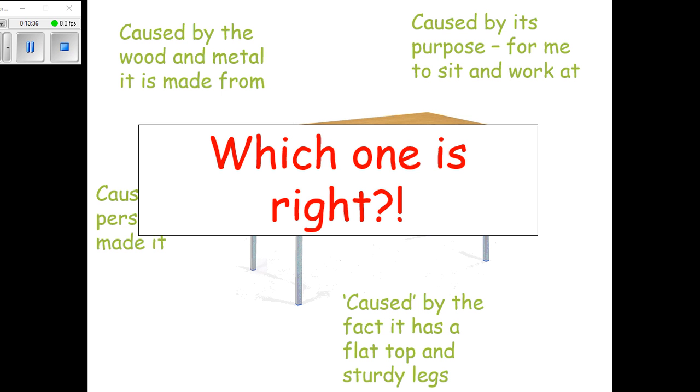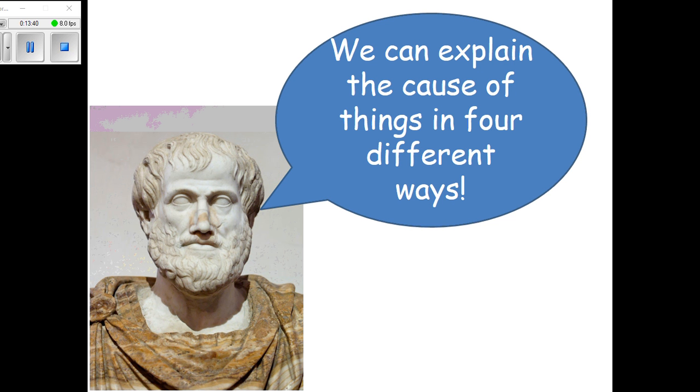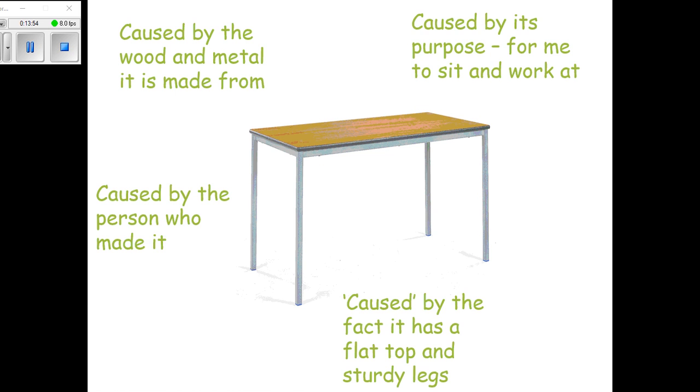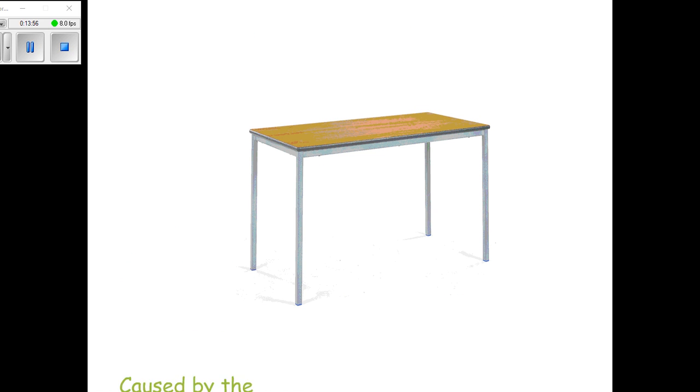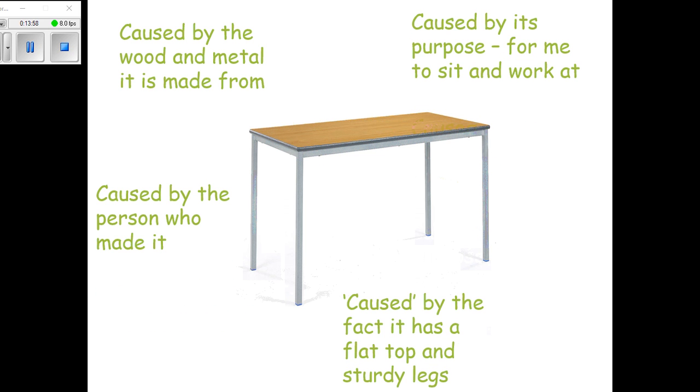So which one is the right cause? Well, that's a bit of a silly question because they all are. It's four causes. So Aristotle says we can understand how things are moving in the world around us through the four causes, moving from potentiality to actuality. Okay, these four causes explain how the table goes from potential table to actual table.